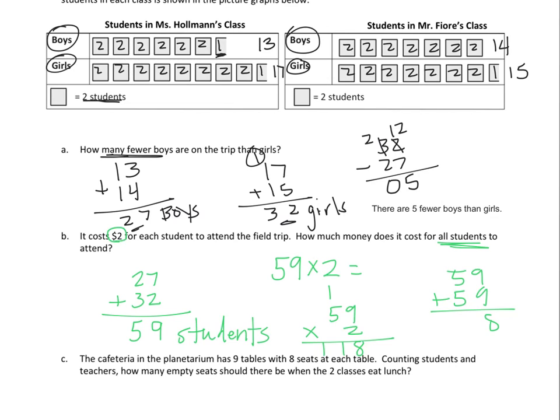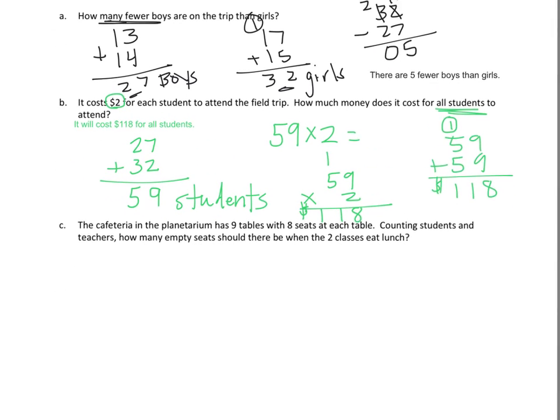And then 9 plus 9 is 18, so I'm bundling a 10. 5 and 5 is 10, plus 1 is 11. So either way, we're going to get $118. And there's my answer statement. It will cost $118 for all students. So let's take a look down at the very last part.